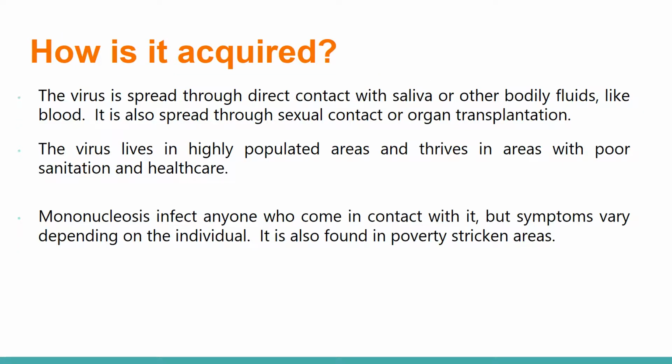How is it acquired? The virus is spread through direct contact with saliva or other bodily fluids like blood. It is also spread through sexual contact or organ transplantation. The virus lives in highly populated areas and thrives in areas with poor sanitation and healthcare. Mononucleosis can infect anyone who comes into contact with it, but symptoms vary depending on the individual. It is also found in poverty-stricken areas.